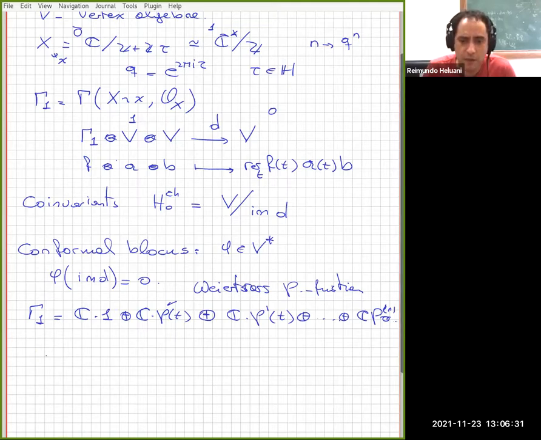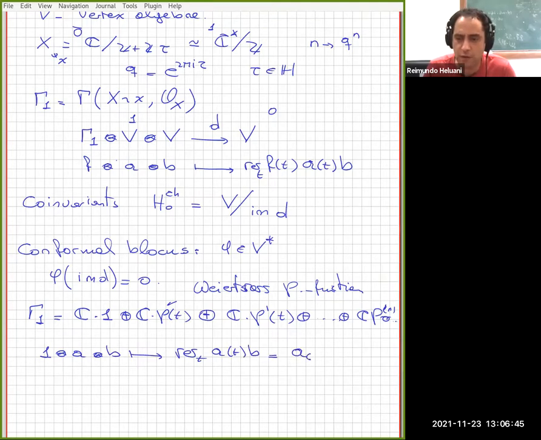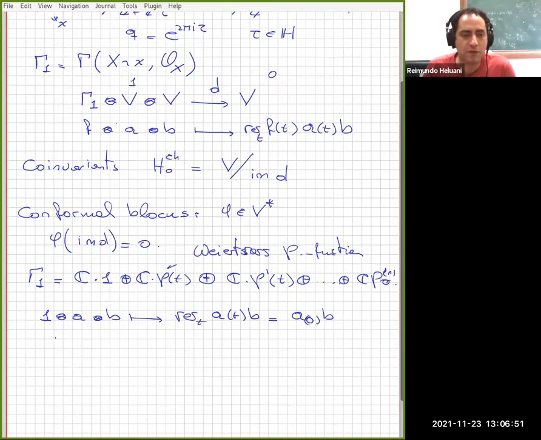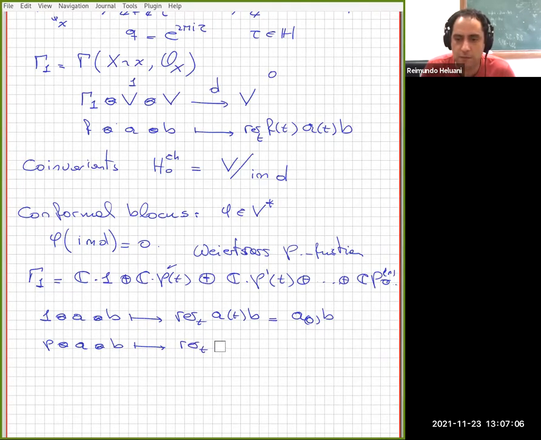The differential of the constant function 1 tensor A tensor B goes to the residue of A(t)B. In vertex algebras, this has a name: the zeroth product of A with B. If you do this for the Weierstrass P function, you get something whose explicit form we'll see, but I'm just going to define it, to give it a name, as Weierstrass P of t, A(t)B. I'm going to call this A_P B.